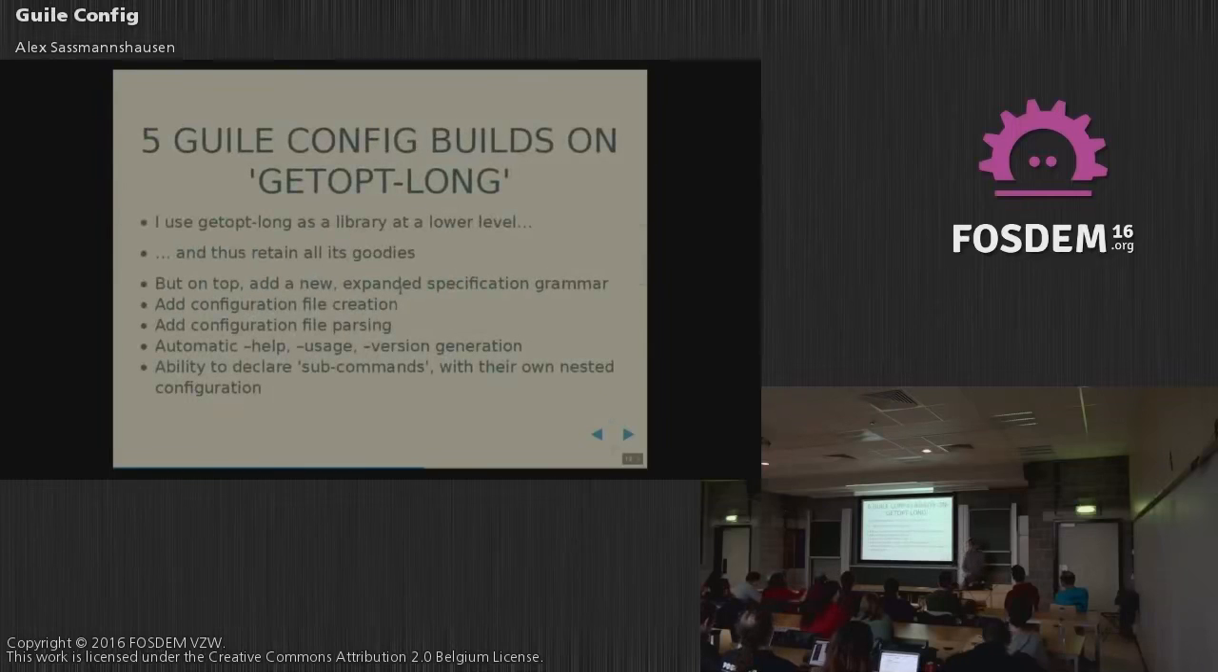So this library is supposed to build on that. It does that by using getlong as a lower level library, retaining its goodies in a sense. But then on top of that, it expands the grammar for specification of options, so that you can now specify that some options can be specified in configuration files as well as on the command line. It automatically creates configuration files. It automatically parses configuration files if they exist. If you have a program that doesn't need configuration files, then none of that will happen. You can automatically generate help, usage, and version from your option specification.